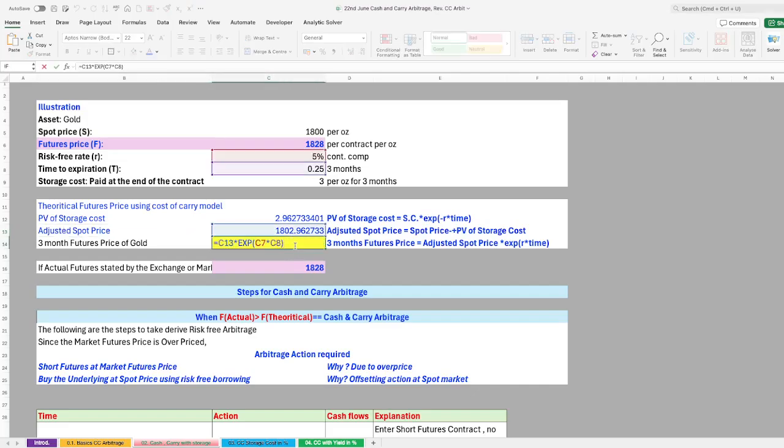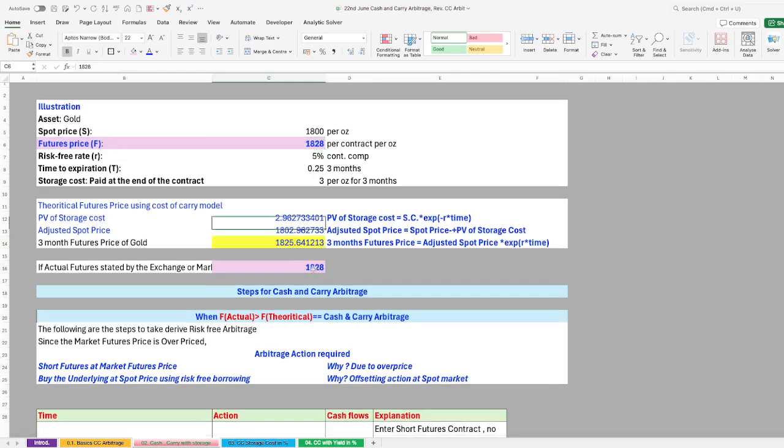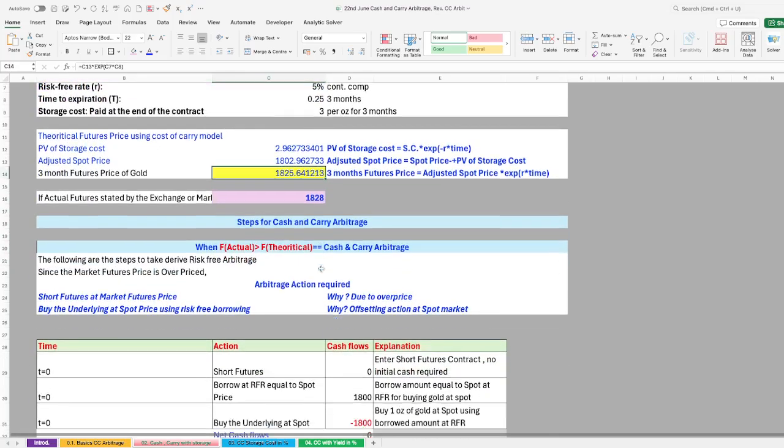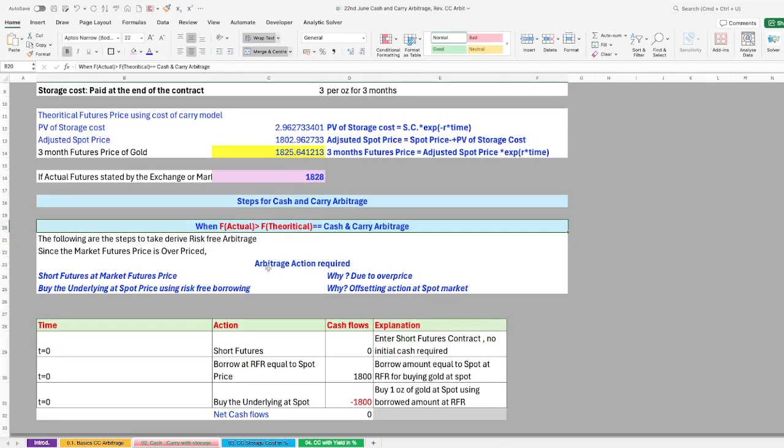Then we calculate the 3-month futures price: the adjusted spot price times exponential of the risk-free rate times the time. So we got the estimated theoretical price, and the given futures price is slightly more than the estimated price. When the market futures price is greater than the estimated price, we call it a cash and carry arbitrage.